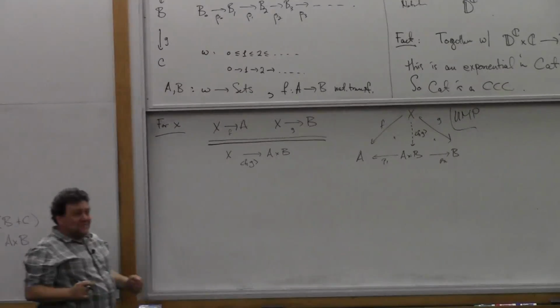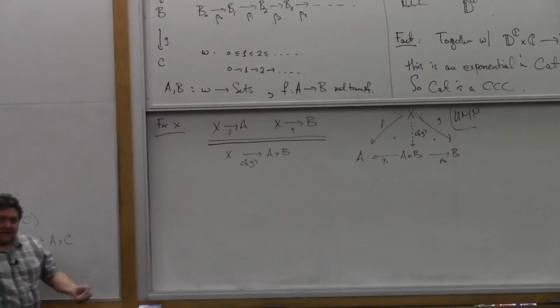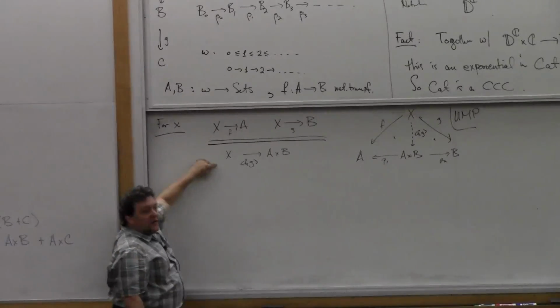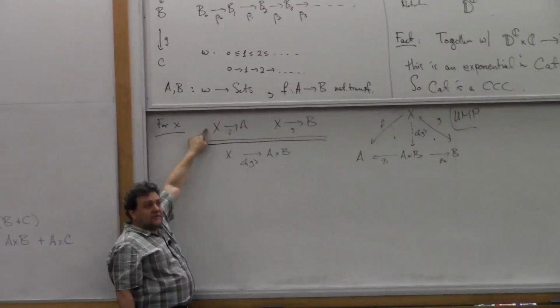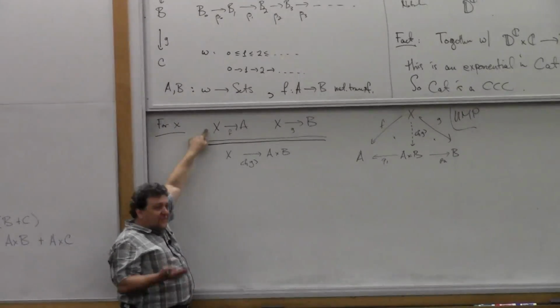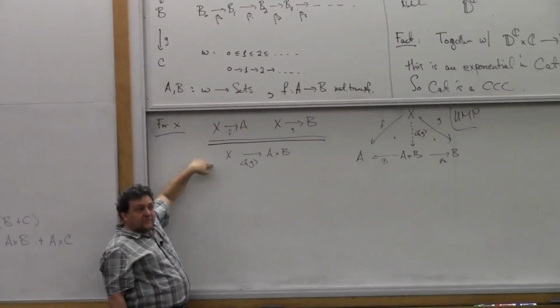But wait, there's more. Not only does the rule go both ways, but if you compose the two, you get the same thing back out. If I start here and I go down, and then I go back up, I get back out the same thing I started with. So there's something more going on here than just a two-way rule of inference. It's a bijection between things of this form and things of this form.